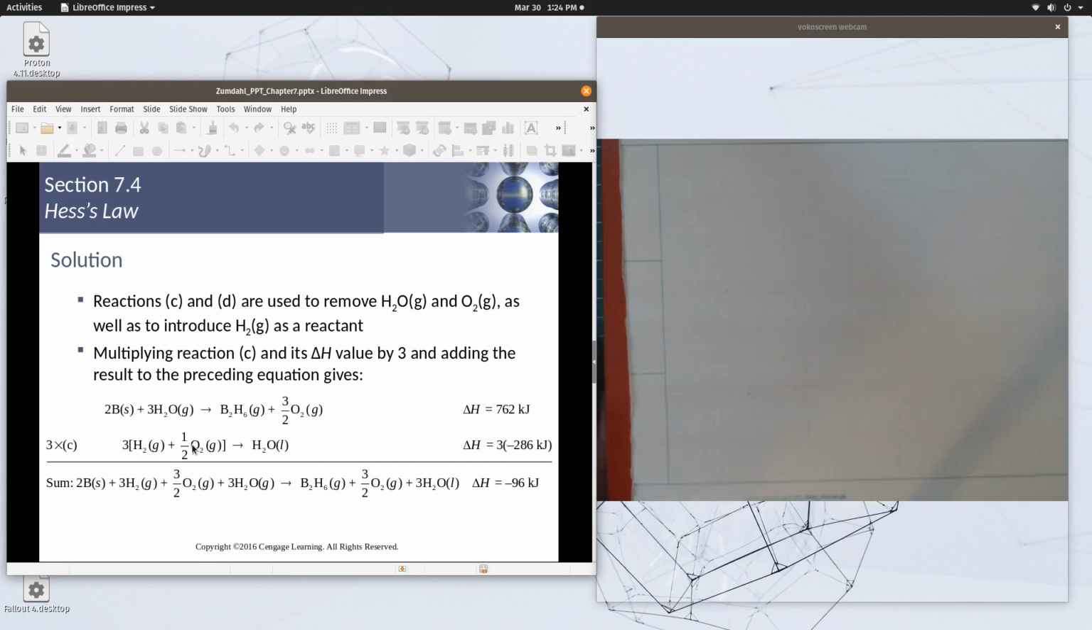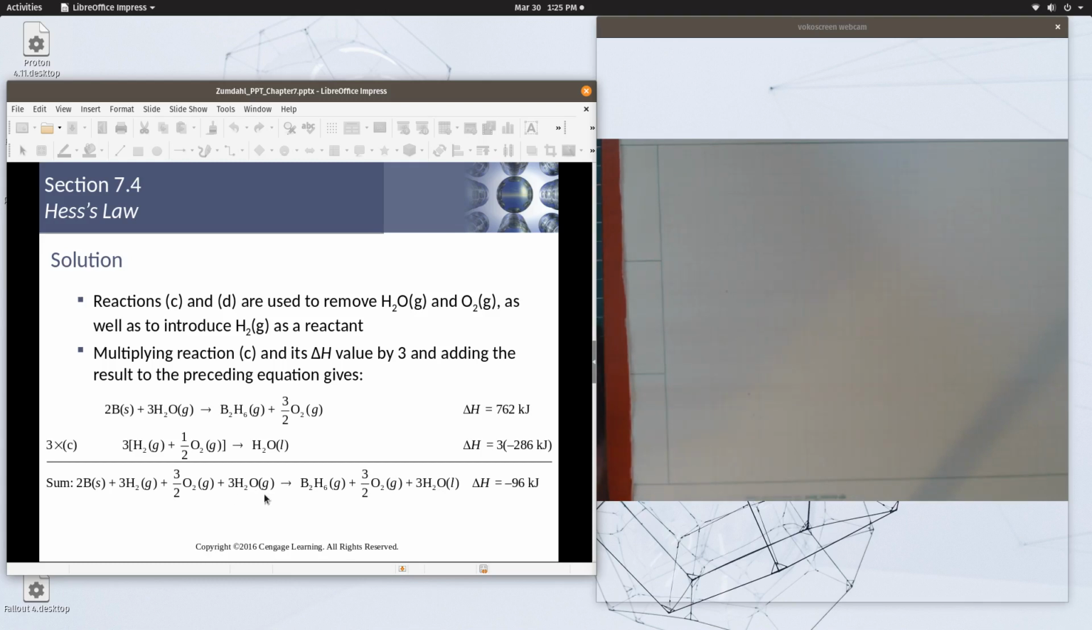The reason I want to do this is that if I have 3 waters over here and 3 waters, wow, but look at this. This is 3 liquid waters, and that's like 3 gaseous waters. It hasn't quite gotten rid of this. The oxygens are taken care of because I can get rid of that 3 halves oxygen and that 3 halves oxygen, but I can't get rid of this 3 liquid water. There are 3 liquid waters over here and 3 gaseous waters over here.